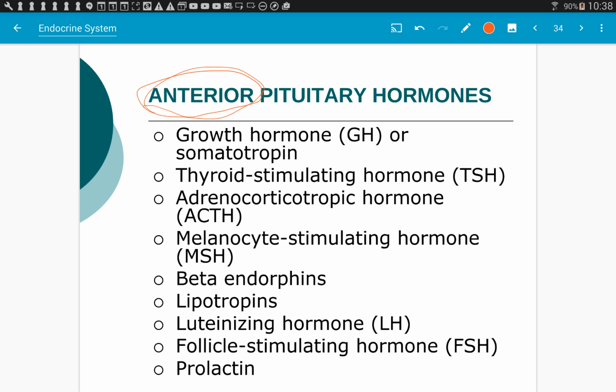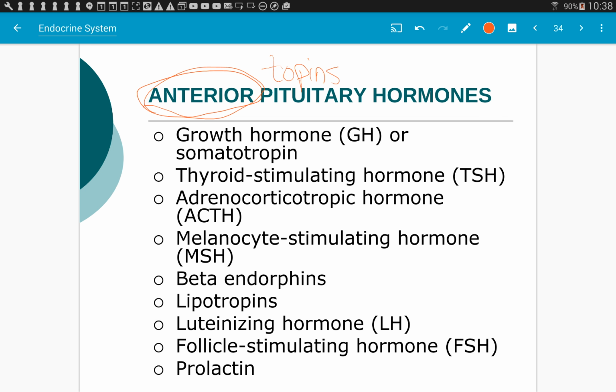Anterior pituitary. So as a reminder, true or false? Anterior pituitary hormones are all tropins. They're all tropic. Yep, they're all tropins. Does the anterior pituitary control itself? No. Who's in control of the anterior pituitary? The hypothalamus. So the hypothalamus, if it wants the anterior pituitary to release a hormone, what does the hypothalamus do?